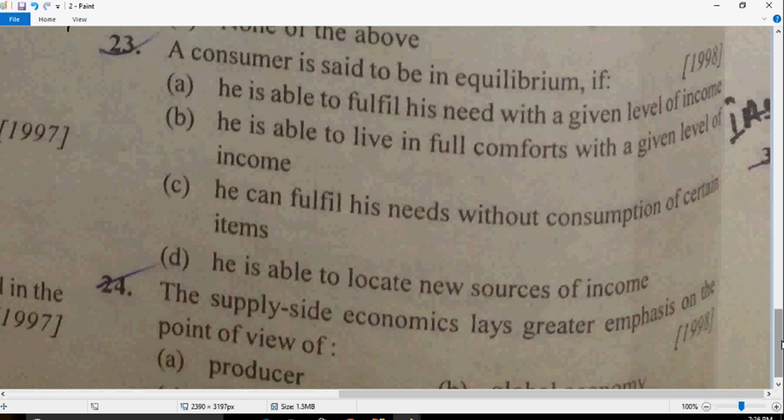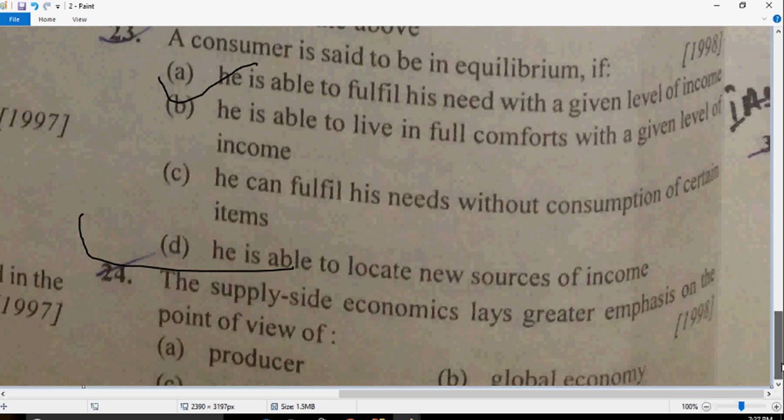So the consumer would be in equilibrium if the satisfactions derived from each commodity are equal to each other. So it is about being able to fulfill his need with the given level of income. Which one is going to be correct? A will be the correct answer, because here it is asking that the consumer is said to be in equilibrium if he is able to fulfill his need with the given level of income.